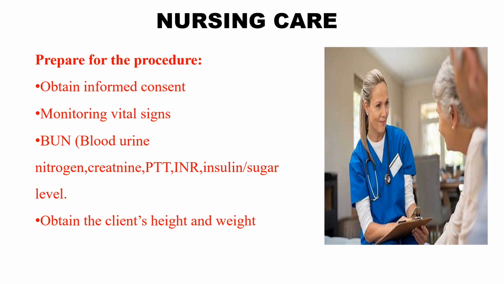Coming to the nursing care. Before the procedure, we have to explain to the patient. First, obtain the informed consent. After the patient is properly identified, the procedure must be explained before consent can be signed. And monitor the vital signs. Baseline vital signs will be done, and as long as these are acceptable, the doctor can proceed with the procedure. The blood tests must be done, including blood urea nitrogen, creatinine, PTT, INR, and sugar levels. And finally, obtain the client's height and weight, which will help to determine dye administration.